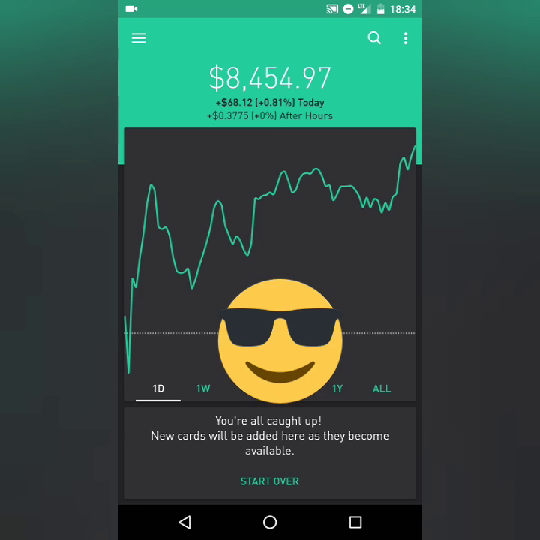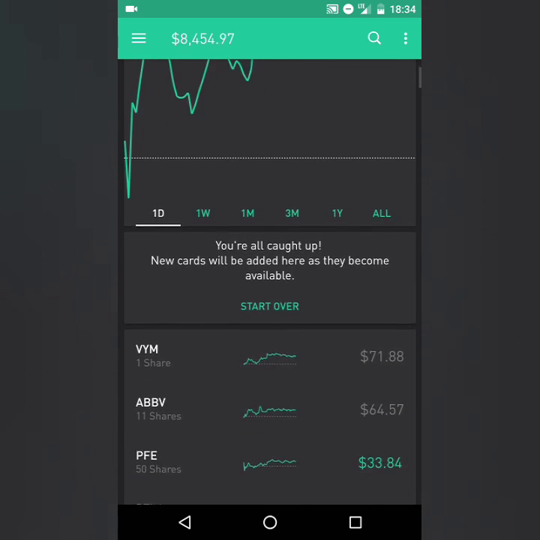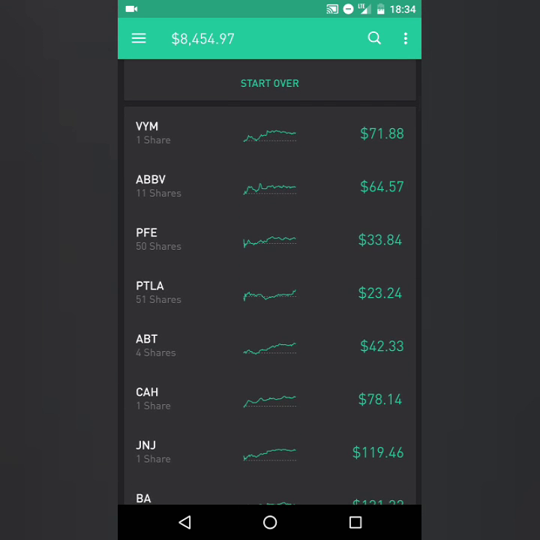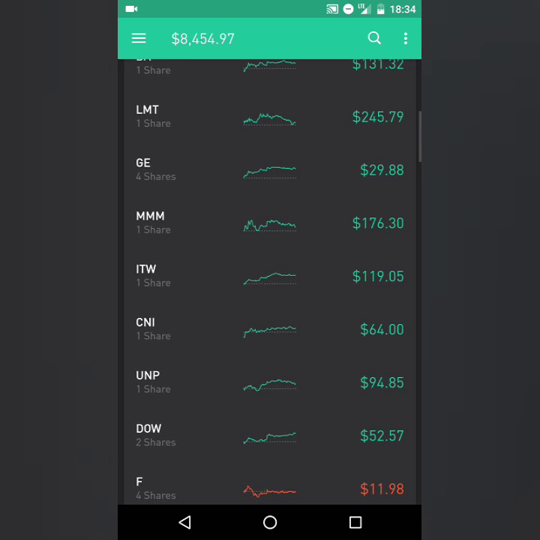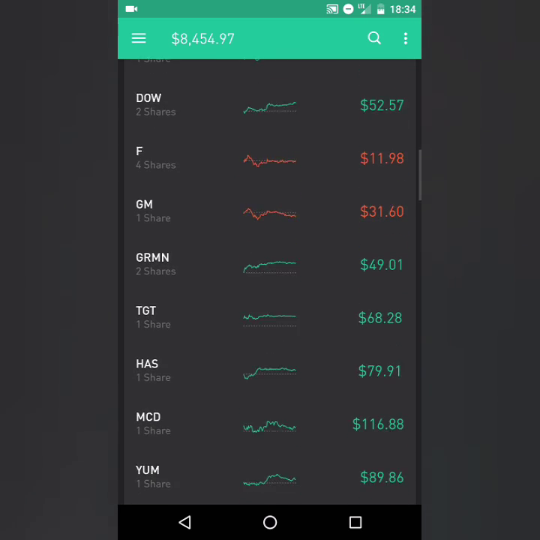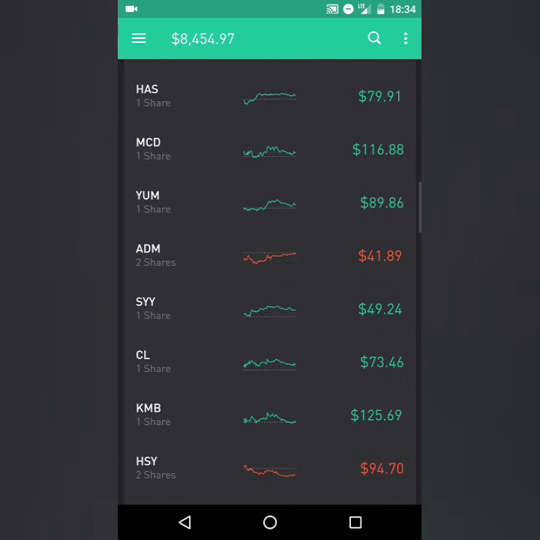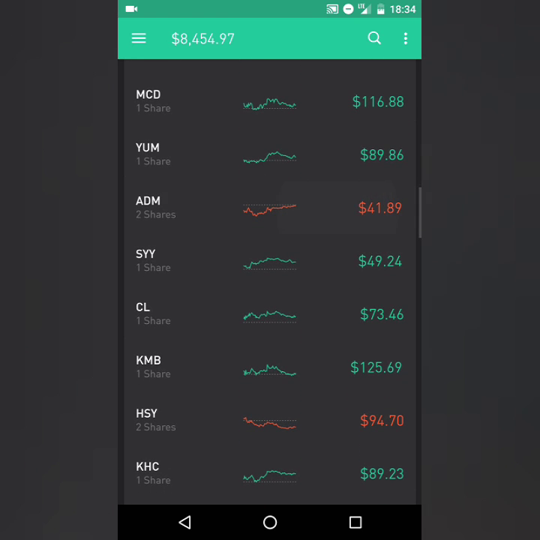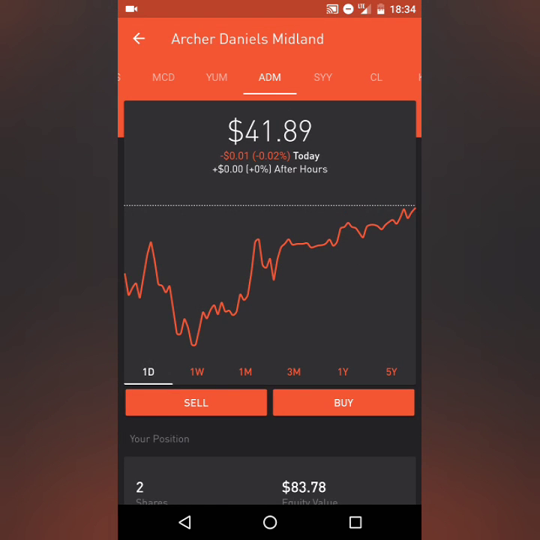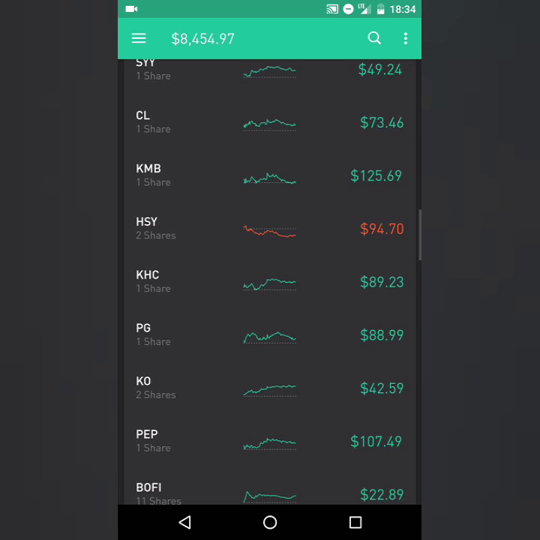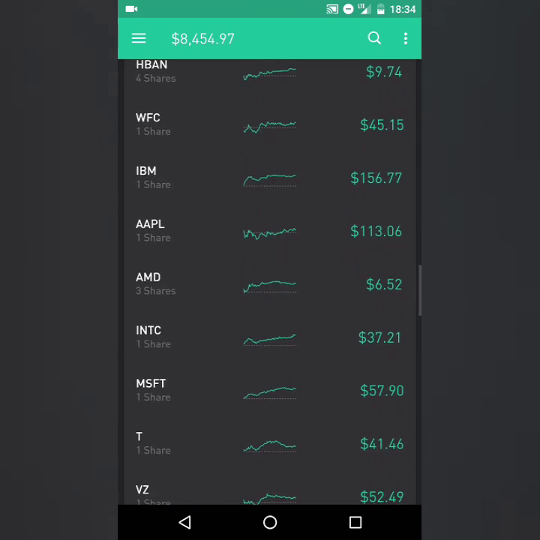As you can see here, I'm in the green, up almost $68 and some change, just sitting right under 84.55 overall for my account. As I scroll through my securities here, you can see for the most part in the green, Ford and GM here a little bit down in the red. Another new stock here that I added, Archer Daniels Midland, in the red. But overall, a lot of green here.